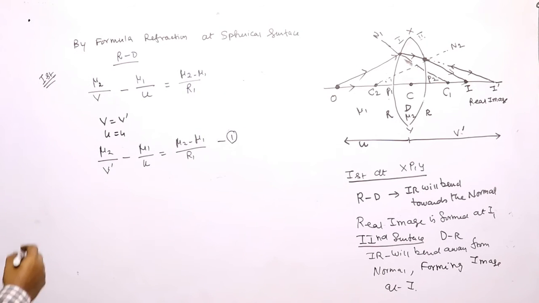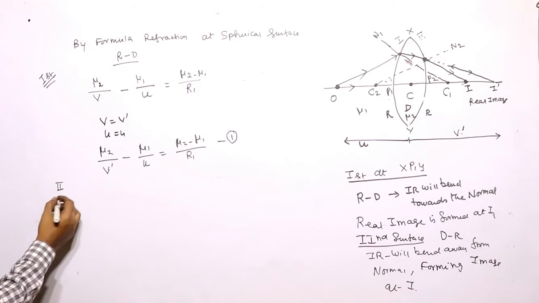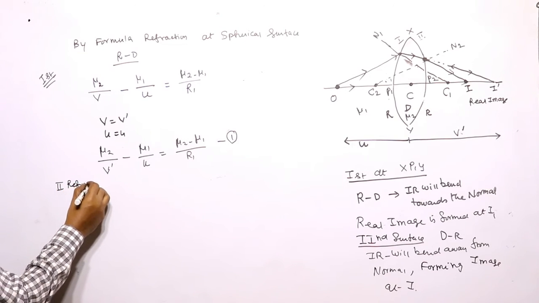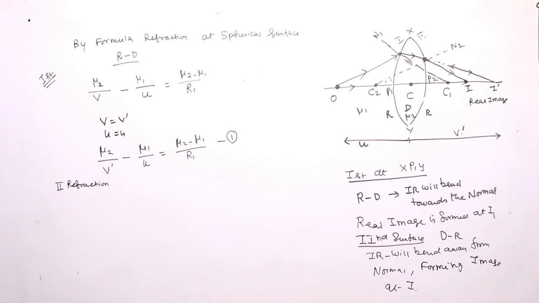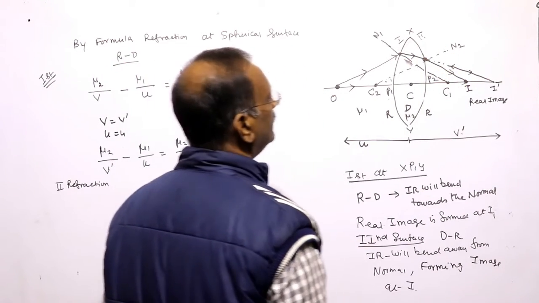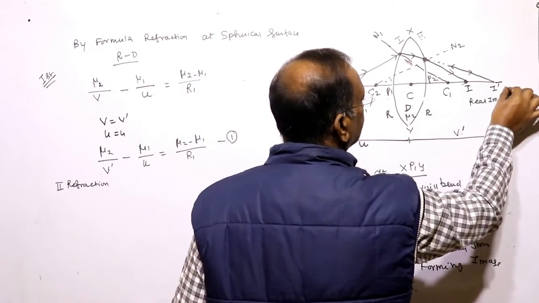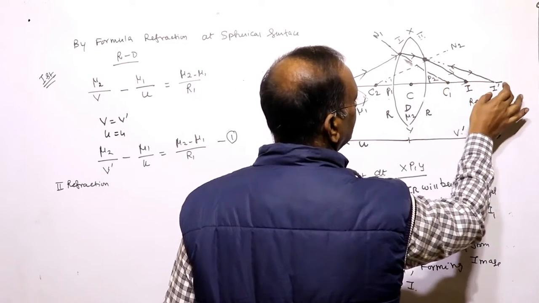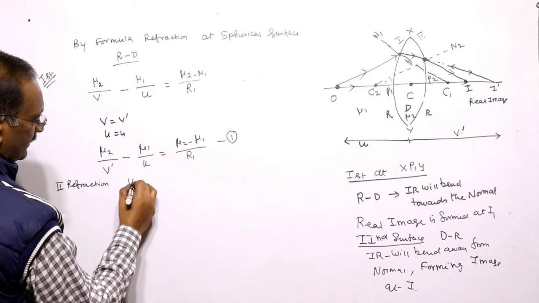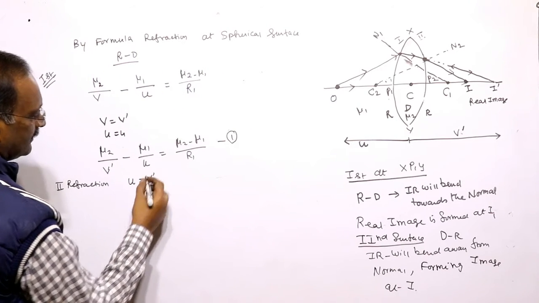For the second refraction, that is at this surface, where is the object? The object is here, from the optical center, which is nothing but V dash. So the object distance is equal to V dash.